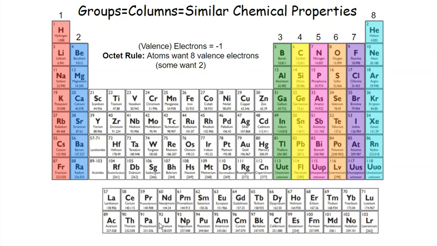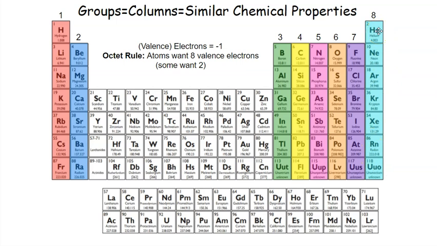The octet rule means atoms want 8 valence electrons. There are some that only want 2, but octet means 8, so wants 8 valence electrons. They want to become like the noble gases over here. So here's our noble gases. They're happy. Noble gases are happy.